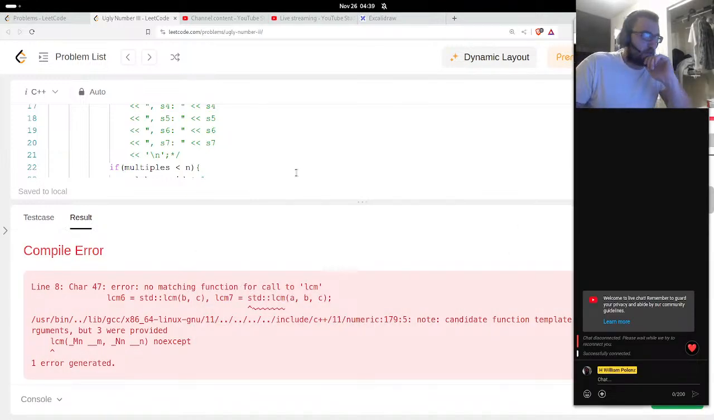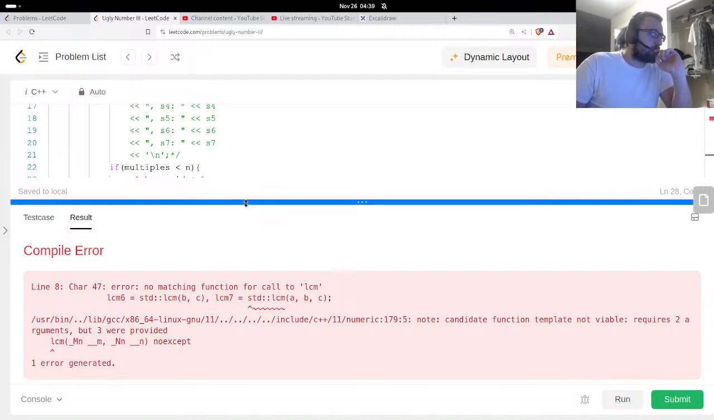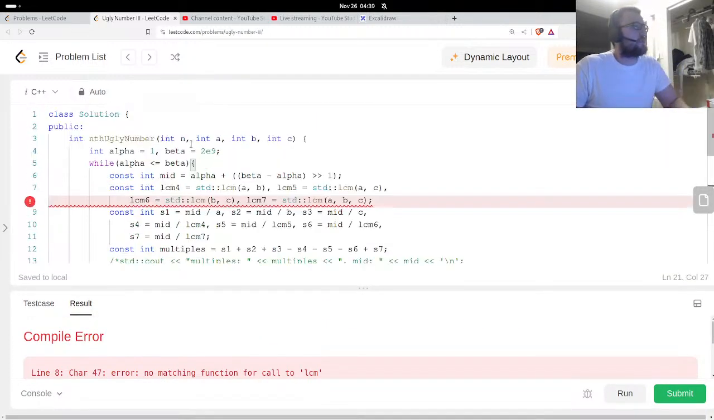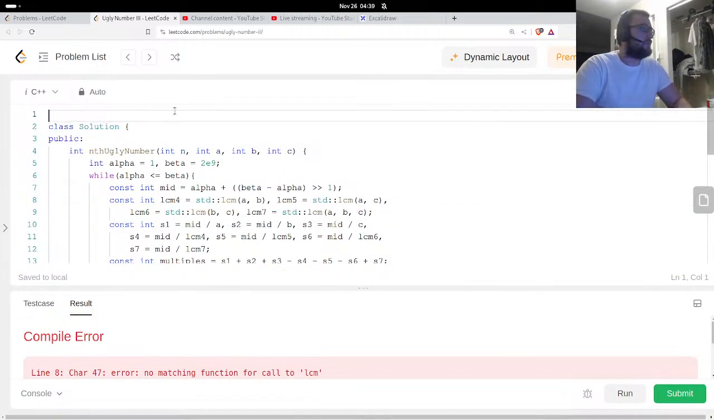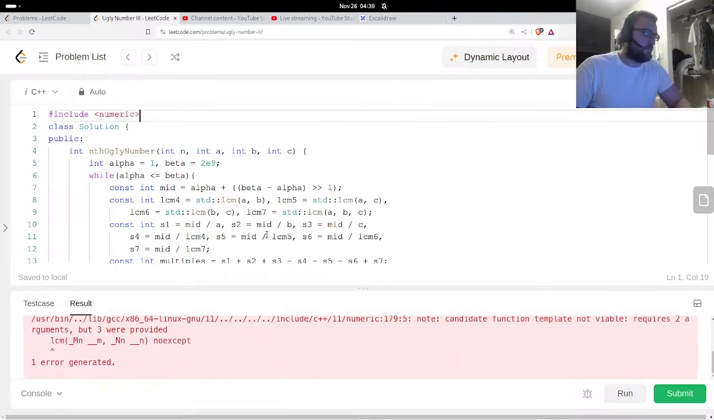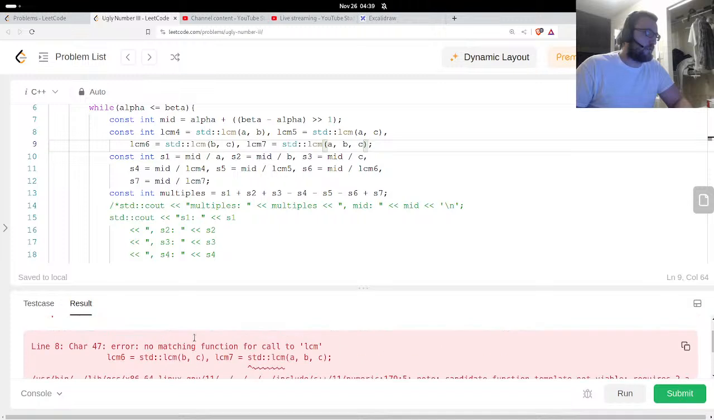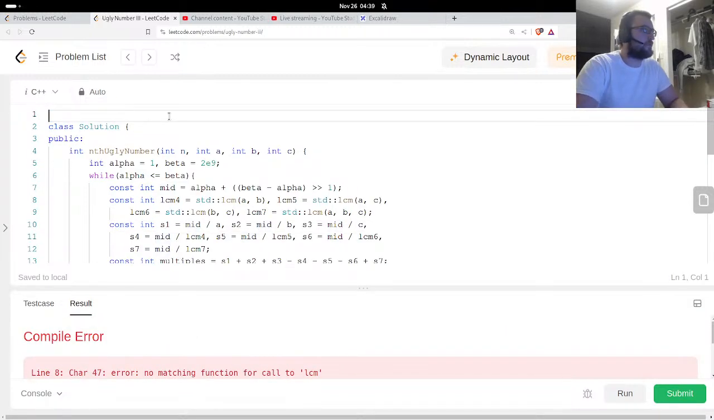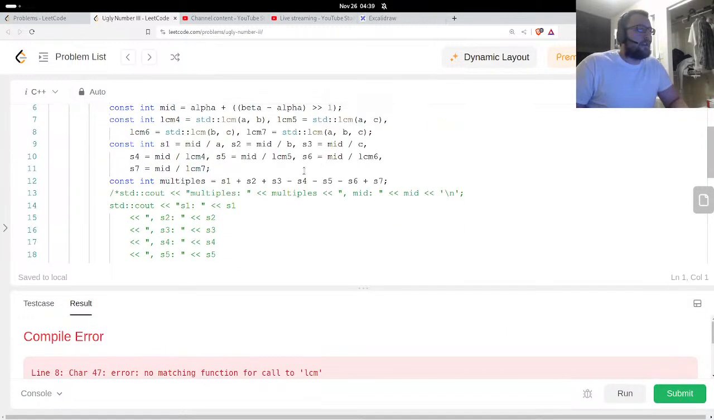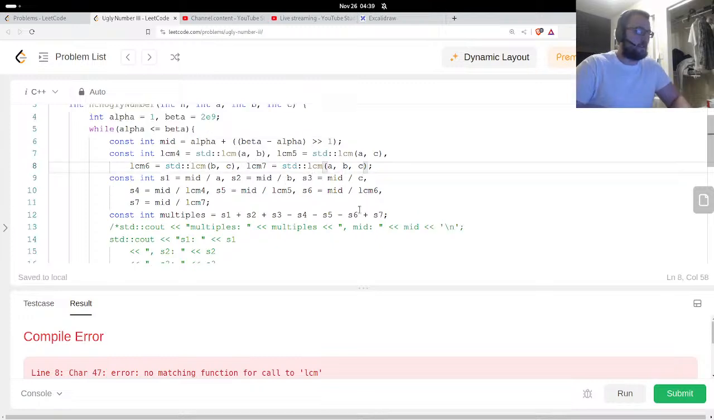Successfully reconnected. Okay. I don't have an LCM function. Maybe it's this one. Oh, okay, never mind. No. I mean, this works too.